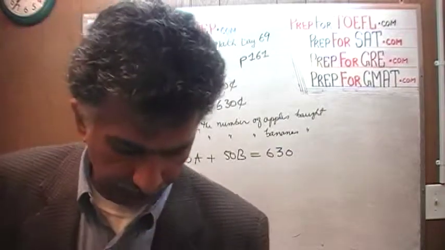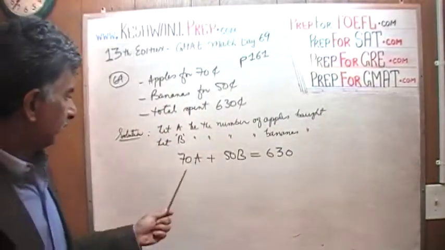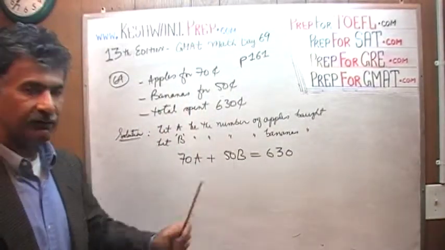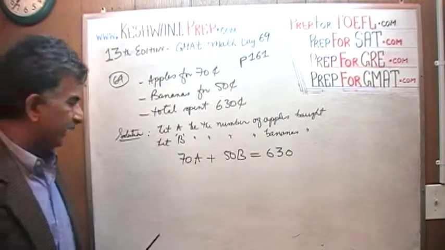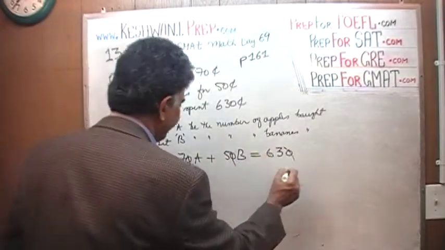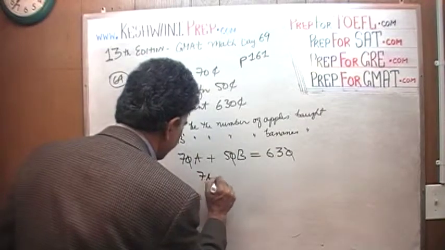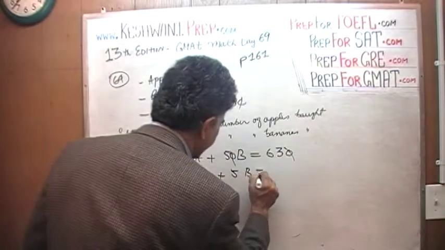Now, the very first thing that I want to do is, I see a 0 here, I see a 0 there, I see a 0 there. Let's divide the entire equation by 10 and knock out the zeros. So 7A plus 5B equals 63.